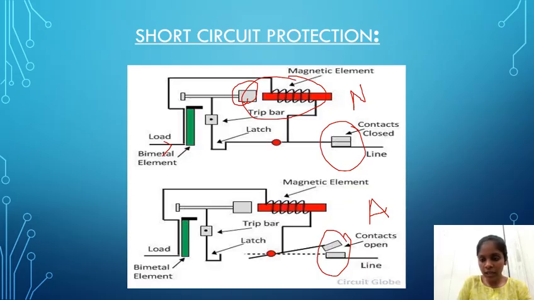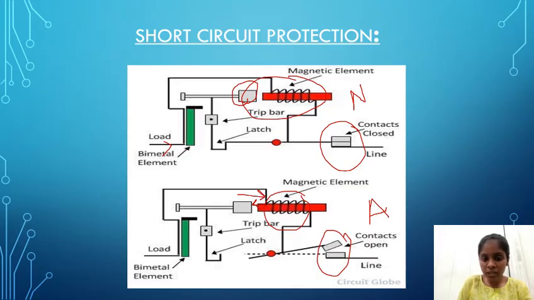But here overcurrent has flowed. When this overcurrent flows, a magnetic field is generated. When the magnetic field is generated, it pulls the plunger towards it. The plunger moves towards the magnetic element.